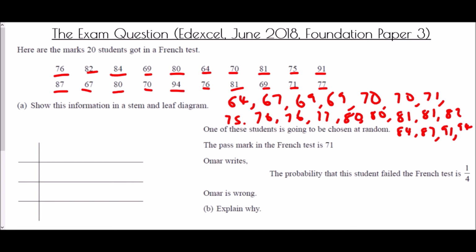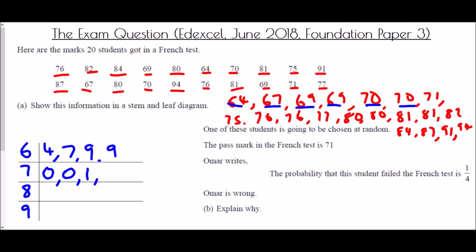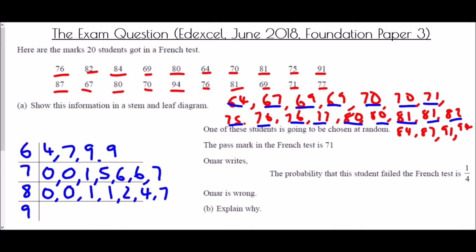So now I just need to think about my stems. My stems are going to start with 60, 70, 80 and 90, and I just need to fill in the numbers that I've got as I go through. So I've got 64, 67, 69, 69, 70, 70, 71, 75, 76, 76 and 77, 80, 80, 81, 81, 82, 84, 87 and 91, 94.